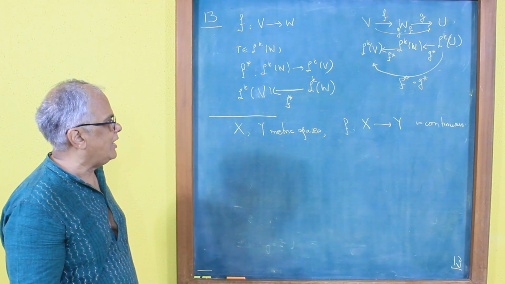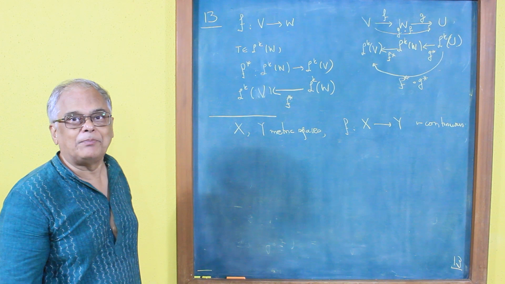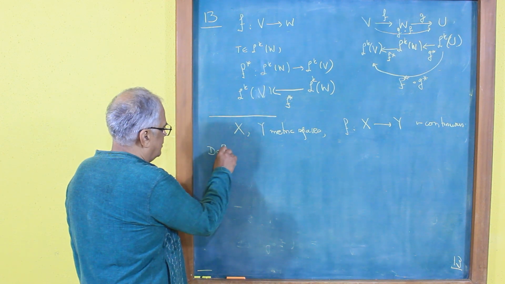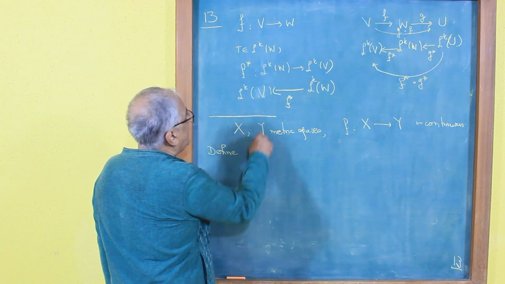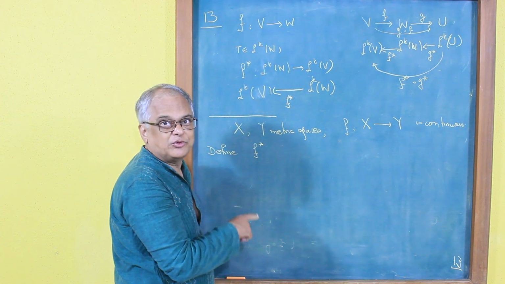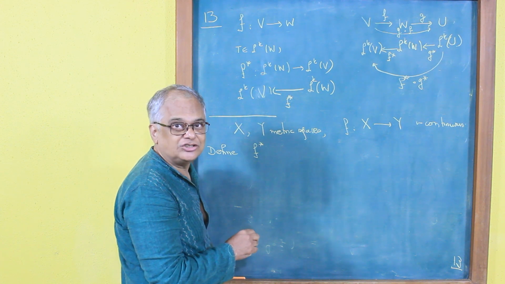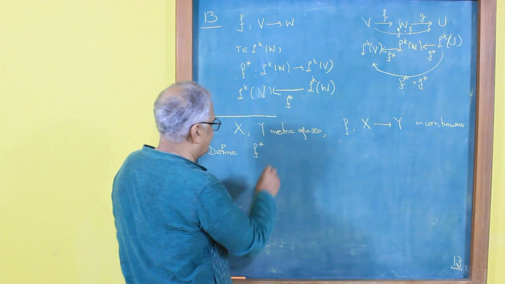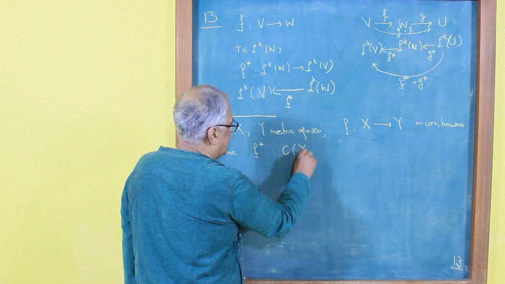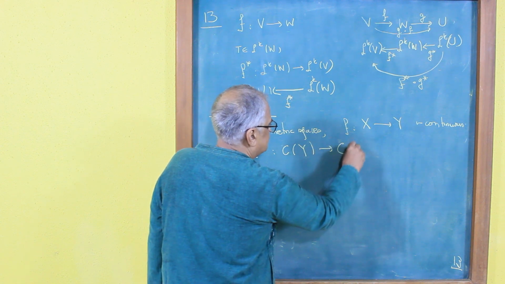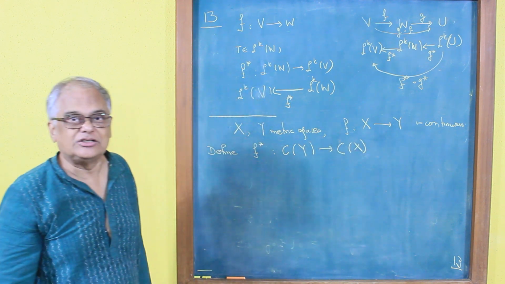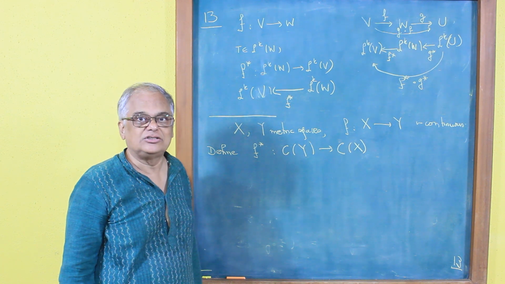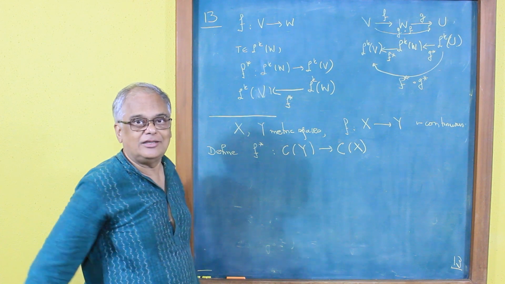Now, I want to define this map F upper star in this setup. I'm purposely keeping the notation the same, so you will see the exact analogy between what I'm doing here and what I had done there. So F upper star I want to define from continuous functions on Y to continuous functions on X. Exactly the analogy that I have there.